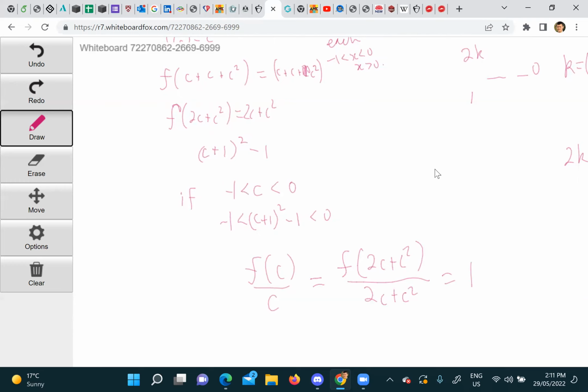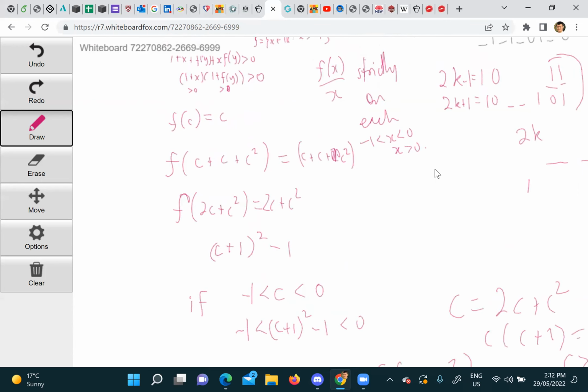Which c was minus 2? Oh no, wait. Can't have c at -1 as well. So c equals 2c plus c squared, yeah? So you get c times (c plus 1) is 0, and then c is greater than -1. I don't think you're getting much of it. Okay, very good. And then if they're the only fixed points, let's see.